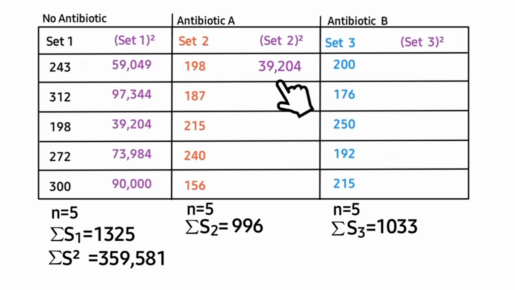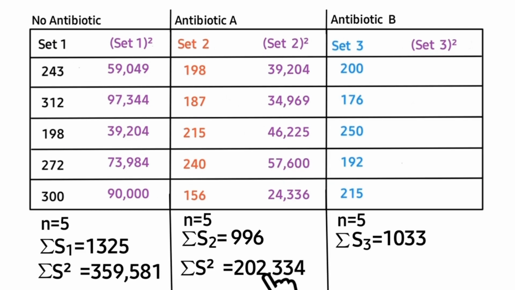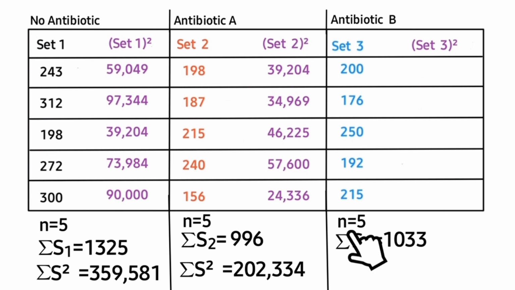We also get the square of each of these values here. 198 square, 39204, 187 square. Square of this. We also follow the procedure to fill up the remaining spaces here. Add all these values. 39204 plus 34969 plus this, lastly plus this, 202334.